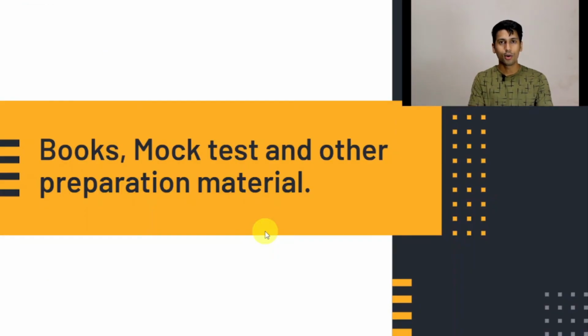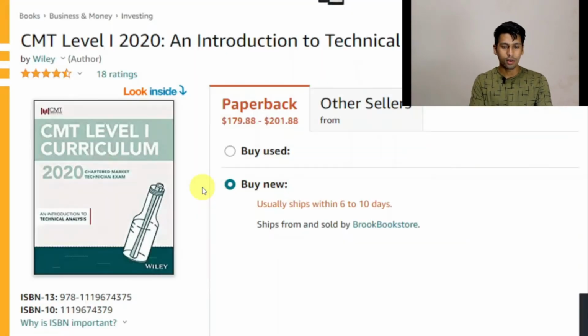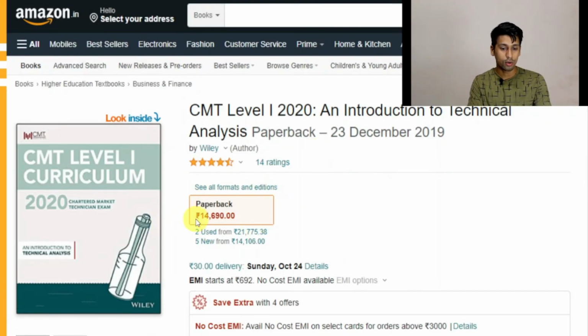Now let's talk about books, mock tests, and other preparation material. If I talk about the book, then the book costs around 15,000. Here the cost is 14,690. And if I talk in US dollars, then the book cost is around $200. So in Indian rupees, the book will cost you around 15,000. And the book is 1 year old. So if you want to buy the latest edition, then it will cost you more. If you want to prepare, then you can buy that. I would always recommend you to buy the latest version.